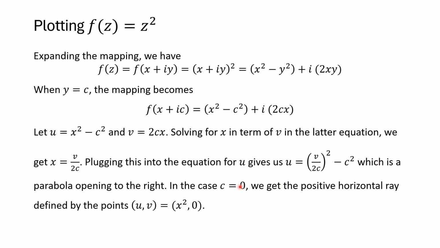If c equals 0, then you just get u equals x squared and v equals 0. So (u, v) is equal to (x squared, 0), which is basically the positive real axis.